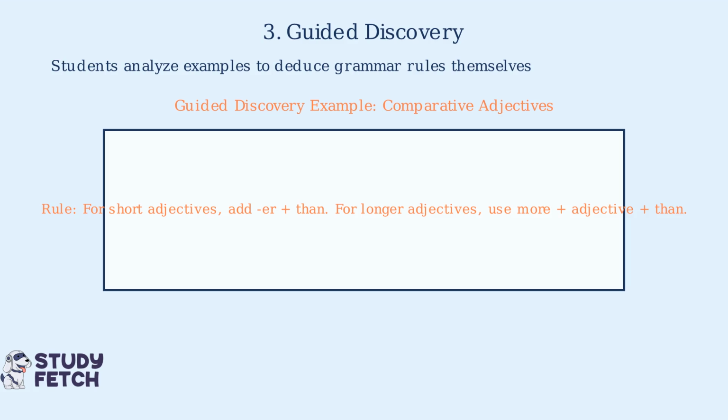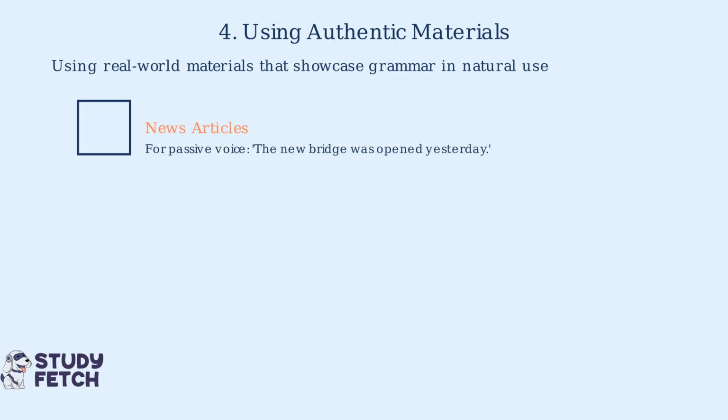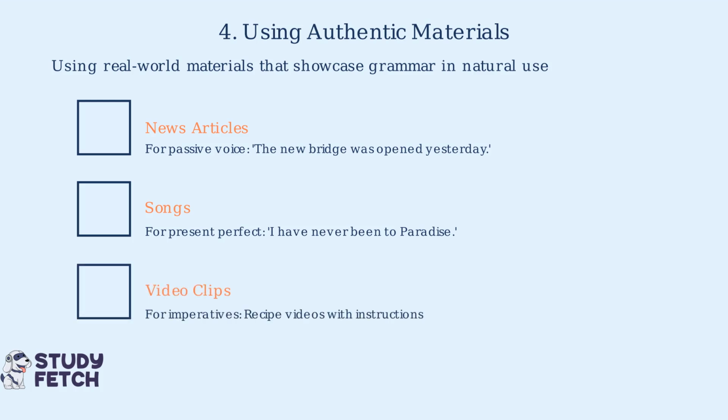For short adjectives, add "er" plus "than." For longer adjectives, use "more" plus the adjective plus "than." Authentic materials, such as news articles, songs, and videos, showcase grammar in natural use, helping students see how grammar functions in real communication. News articles are excellent for teaching passive voice structures, which appear frequently in news reporting. Songs often contain examples of present perfect and other tenses in natural, memorable contexts. Video clips, such as cooking tutorials, provide natural examples of imperative forms and sequencing language.